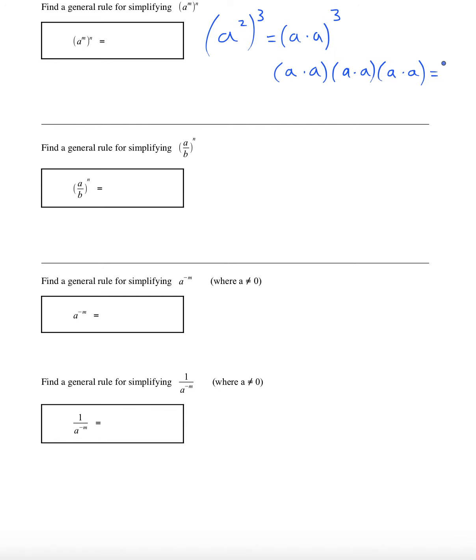How many a's in all do we have? 6. Now how do you take the numbers 2 and 3 and make 6? Well, multiplying them. And that's the rule. A to the m raised to a power of n will be equivalent to a to the m times n.